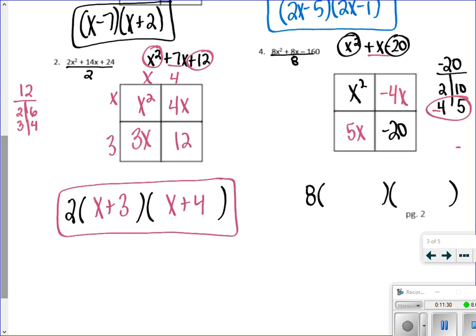If it's just x squared, it makes it much easier. Got x and x, 5, negative 4. So x minus 4, x plus 5.